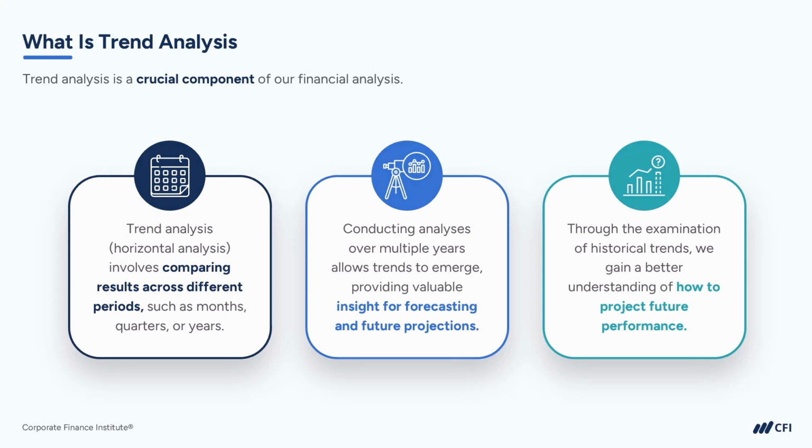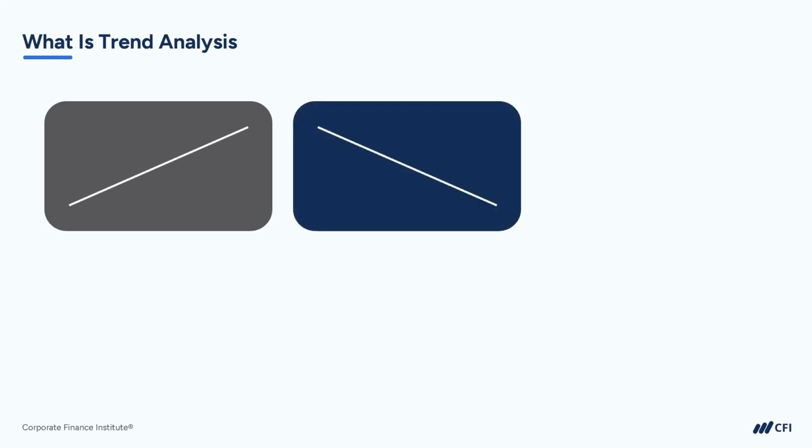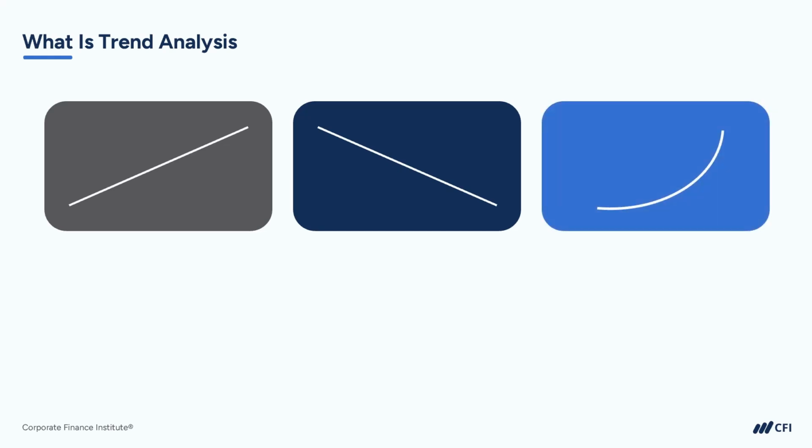So, for example, through trend analysis, we may observe consistent growth, represented here by a line indicating a constant year-over-year growth rate. We might identify a declining revenue trend over time, depicted by a downward sloping curve. Alternatively, significant strategic changes or shifts within an industry may lead to steeper growth, deviating from linear growth patterns seen in the previous examples.